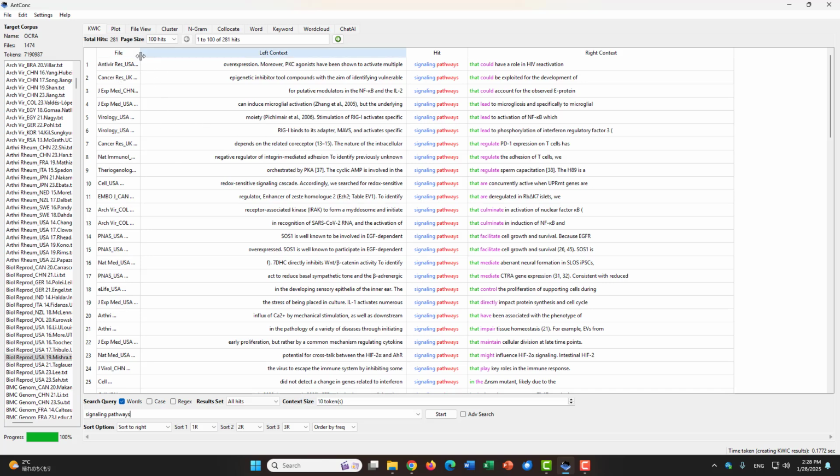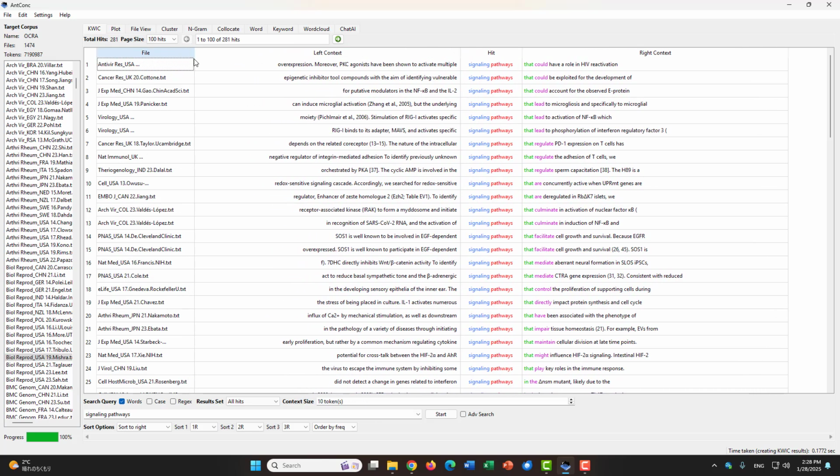If we want to see where they're coming from, we can extend this file a little bit if that's important to you. But the way it's organized is by the default sort to right here. So it's got signaling pathways that could. We can see that signaling pathways that could has occurred 3 times in the corpus. Same with signaling pathways that lead, that occurs 3 times, that regulate, and so on. So it's organized by the most frequent clusters that come to the right of the node. They're calling it the hit here. I'll probably be calling it the node.